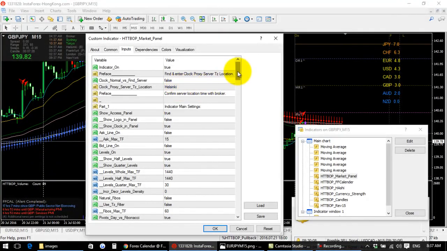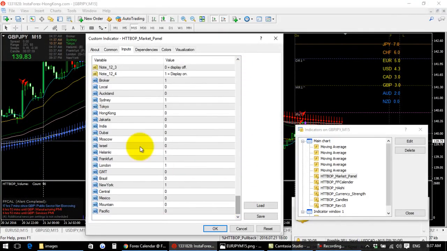Now if you scroll right down here, you'll get a list of where the different server locations are and those cities. So you need to work out exactly where yours is and then put in here the city that falls within that time zone. So that's where your broker server time is. Now you must spell it exactly correct as it's spelled here as well.